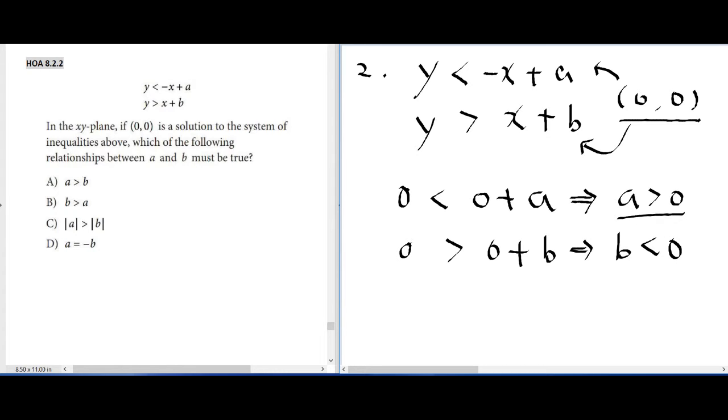So a is positive, b is negative. Which one is correct? That's a, right? Positive is always greater than b. Even though you can consider that the opposite is possible, possible is not must be true. We don't know the opposite. Just a is positive, b is negative. Okay, you understand me?